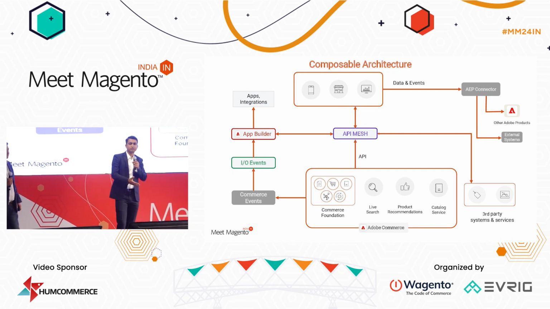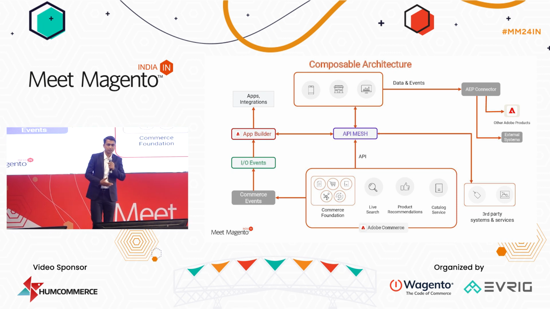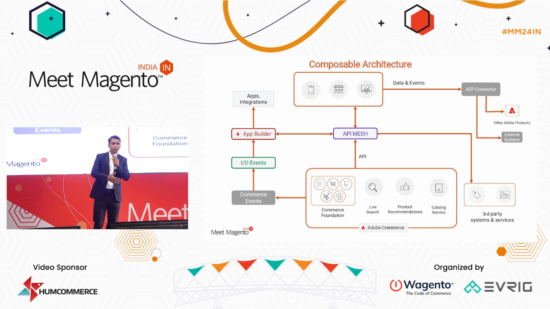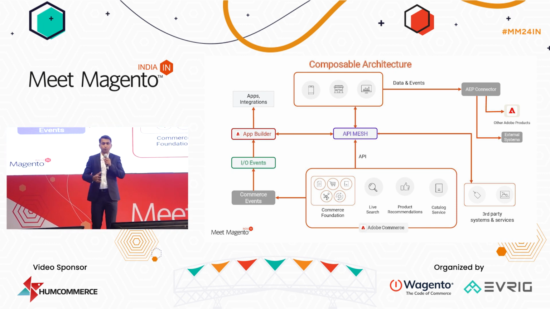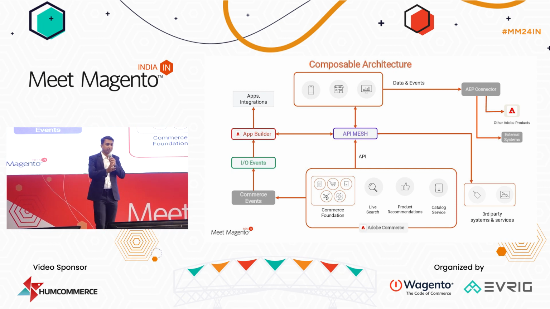And we have custom events, right? In our Magento, we have Commerce events. So how does this all work? Our Commerce events will communicate with the IO Events, and that integration will be done in App Builder. And App Builder will have the API Mesh orchestration.